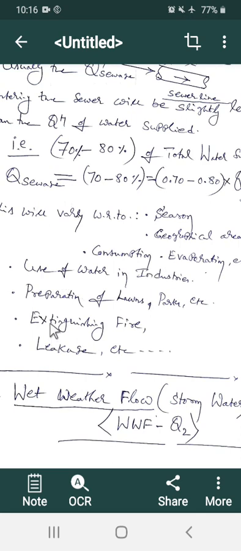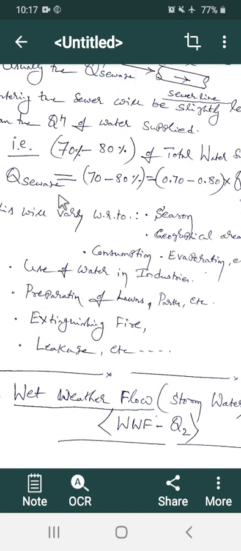Next, the rate of water supply also depends upon the use of water in industries, the preparation of lawns and parks, and extinguishing fire. Extinguishing fire means the fire demand you have already studied, that is, the fire hydrants. Through the fire hydrants we get water whenever there is a fire accident. Then only they will use this water. This water is along the main pipeline provided in the city. Particular zones are selected to provide the fire hydrants for extinguishing fire. And next is the leakage, etc.